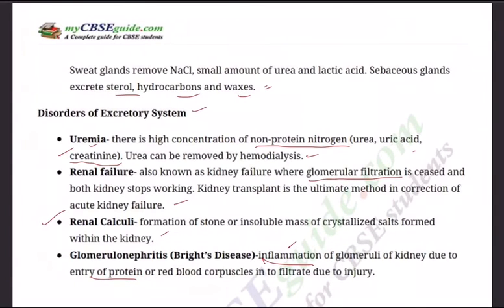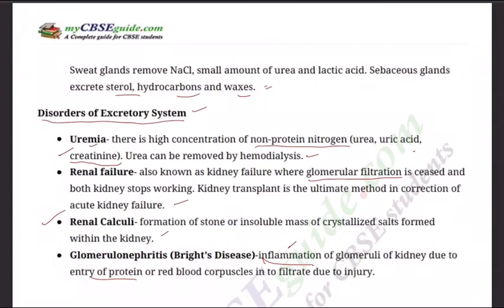Thus, we keep healthy. In spite of that, sometimes there will be some failures in some parts of the excretory system that will cause disorders. So let us see disorders of the excretory system. The first and foremost is uremia. Uremia is accumulation of urea in the blood due to malfunctioning of the kidney. When the kidney doesn't function properly, urea will be accumulated in the blood. Highly harmful, of course, urea is highly toxic, and it is usually a consequence of renal failure or kidney failure.